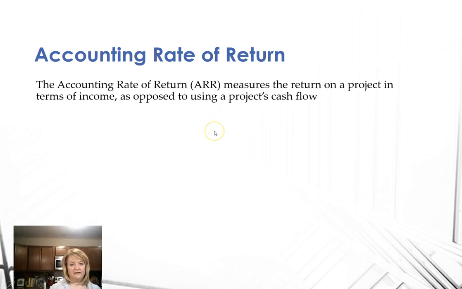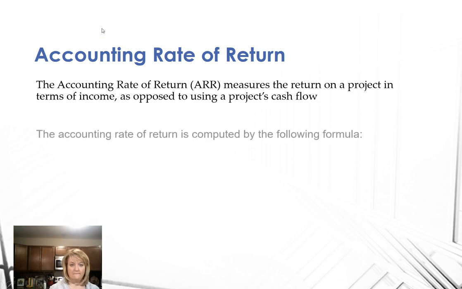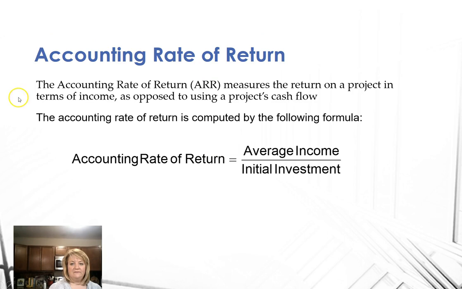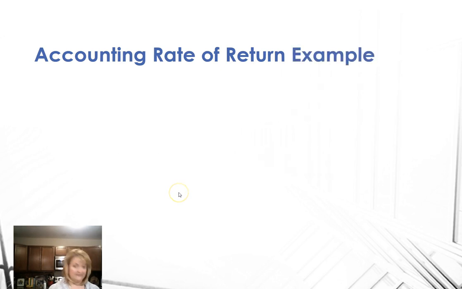The accounting rate of return measures the return on a project in terms of income as opposed to using a project's cash flow. The accounting rate of return is computed by the following formula. Accounting rate of return equals average income divided by initial investment.